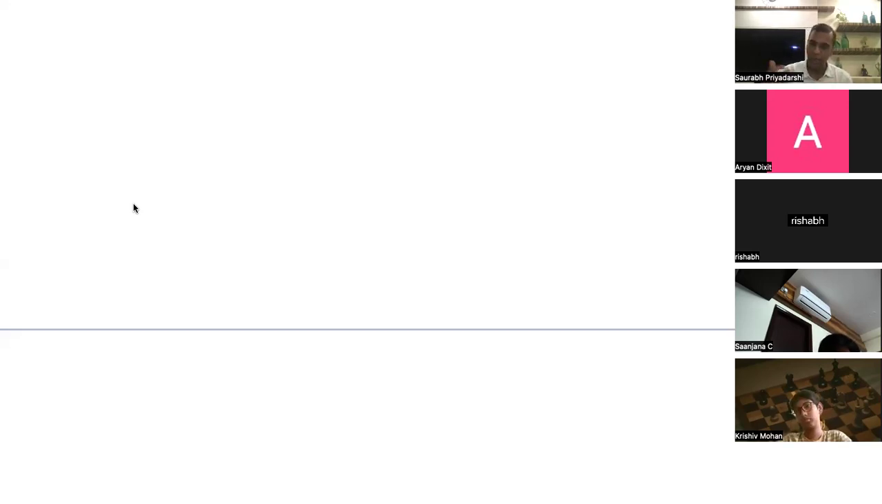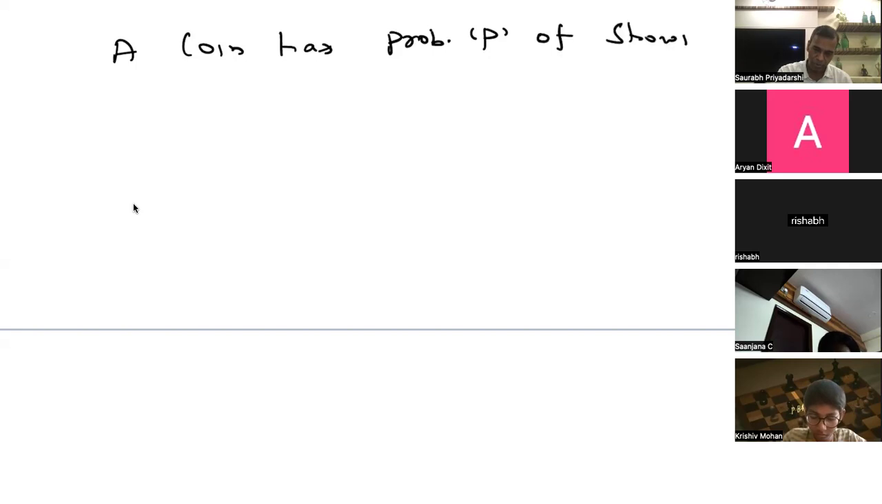So, how will recursion be used in this? That we are going to do. A coin has probability P of showing heads when tossed.